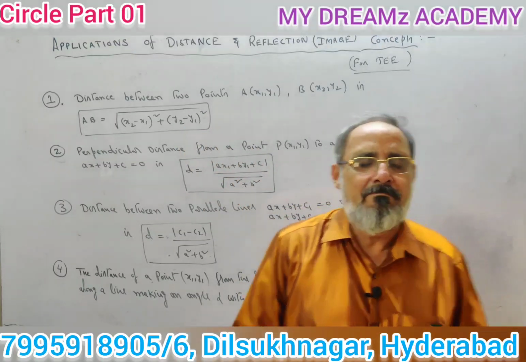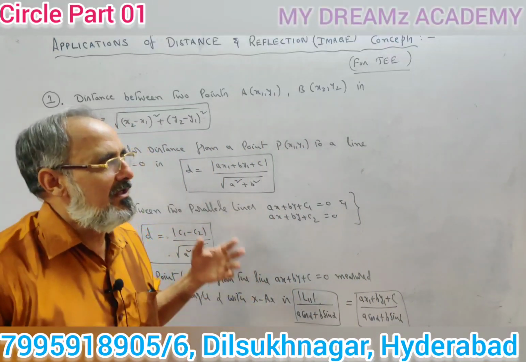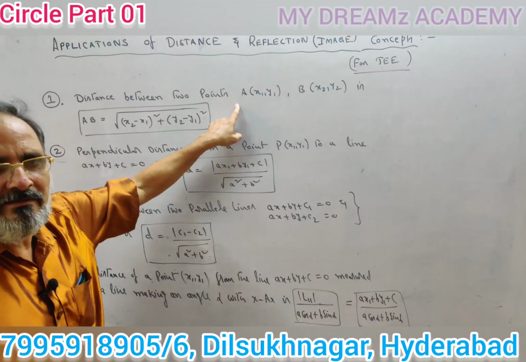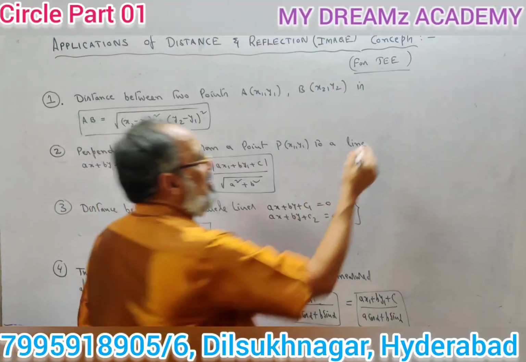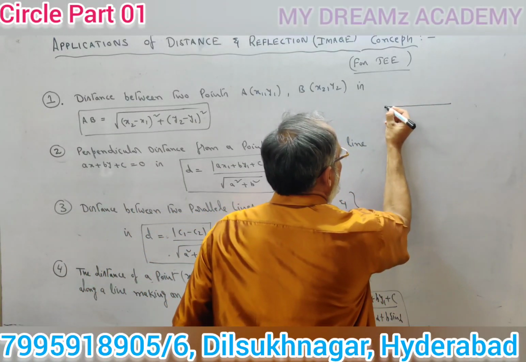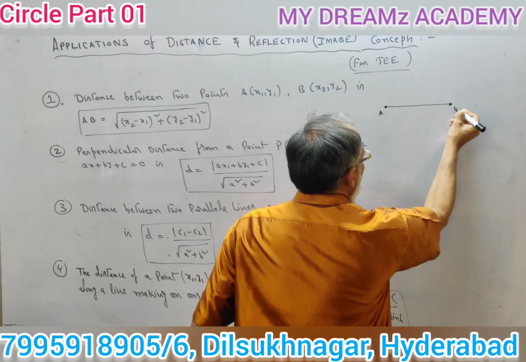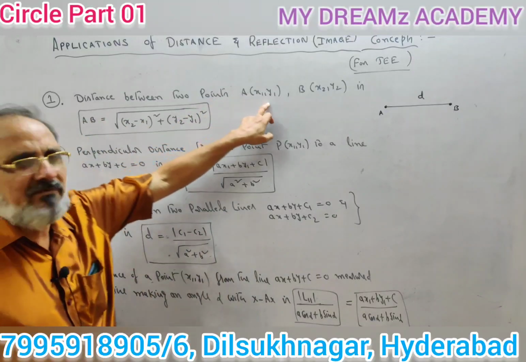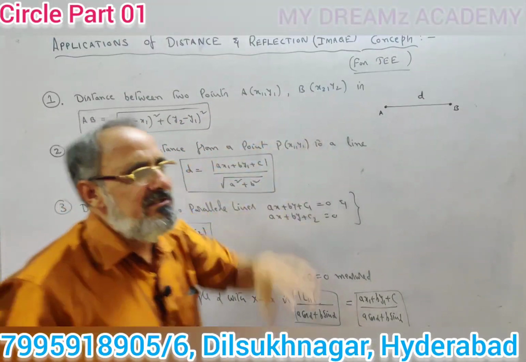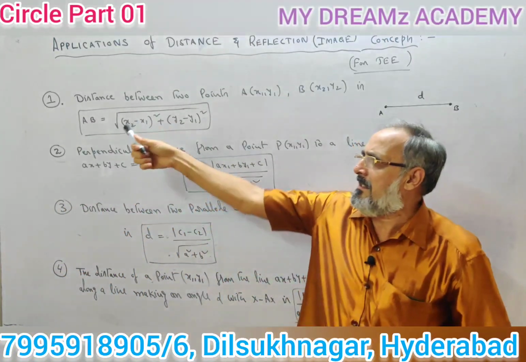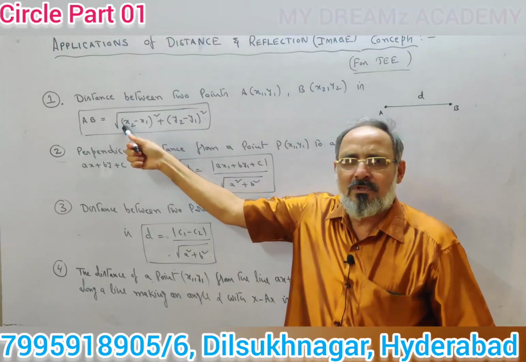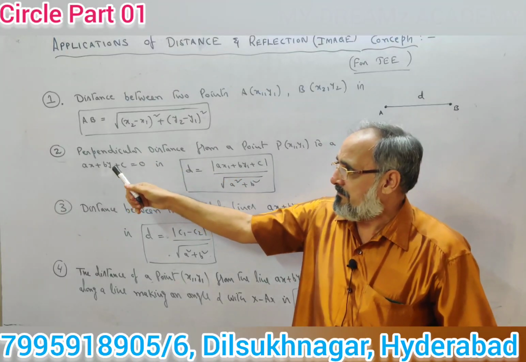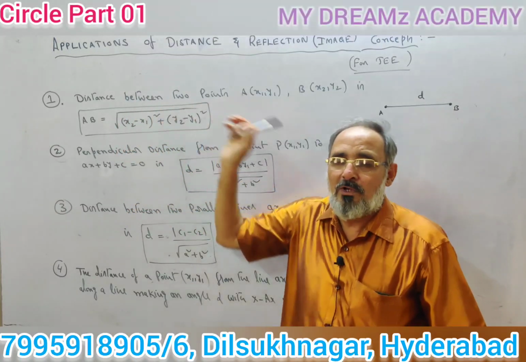First one is a basic thing everyone has known right from our 8th or 9th class standard. When two points are given, how do we find the distance between the two? A is one point (x1, y1), B is another point (x2, y2). Then the distance between those two, AB, is the square root of (x2 minus x1) whole square plus (y2 minus y1) whole square. Second, distance between 2 points is completed.